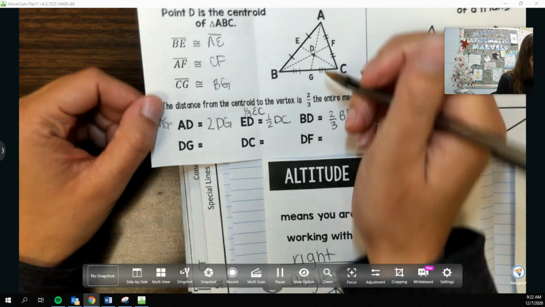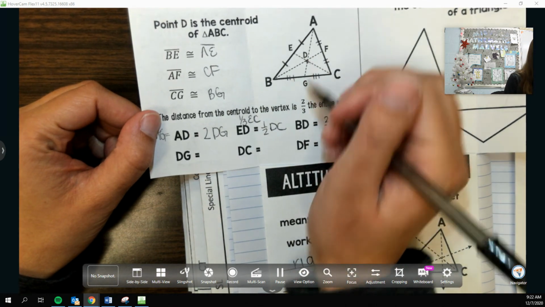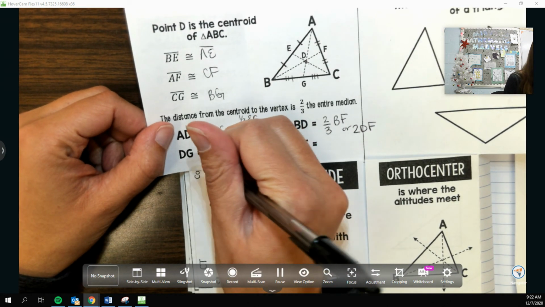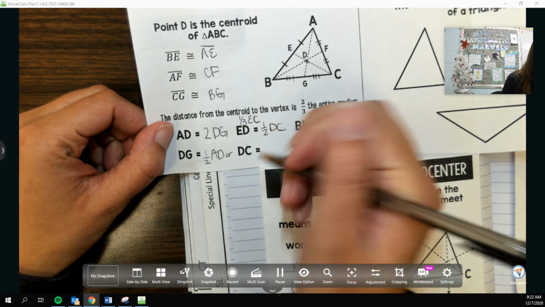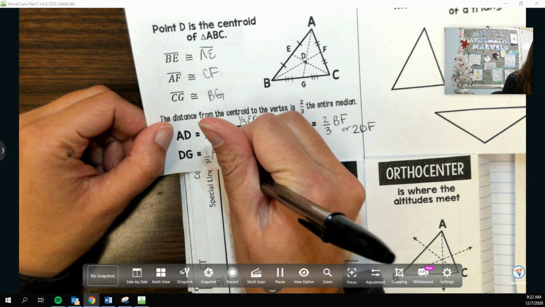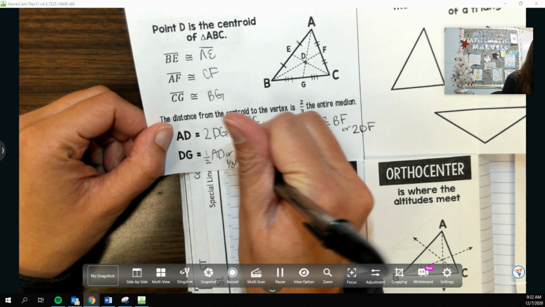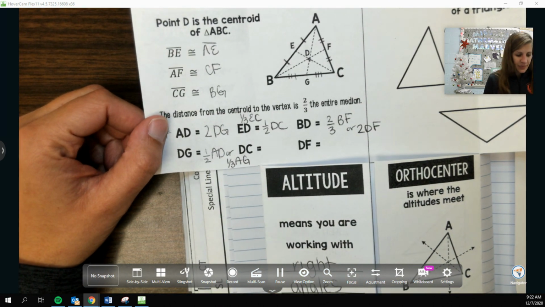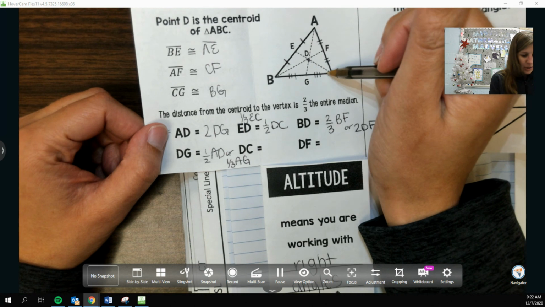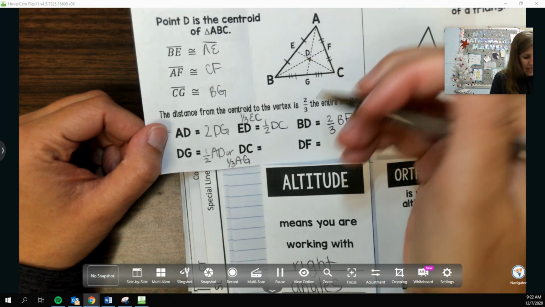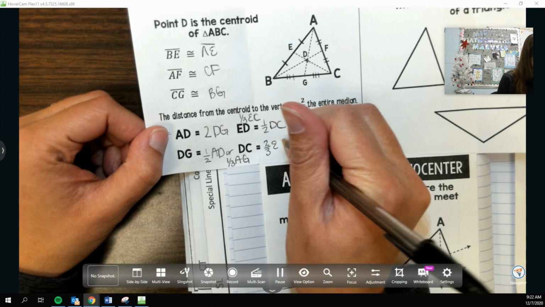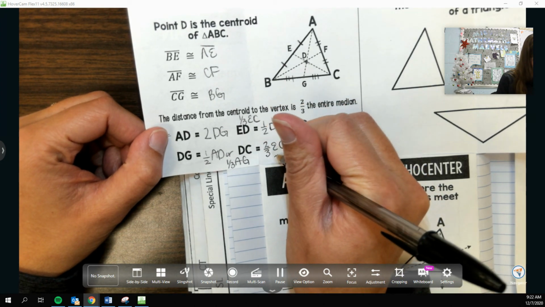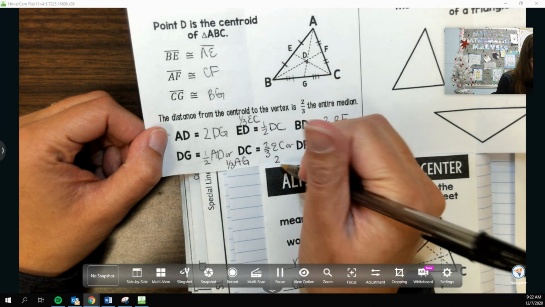DG is the smaller piece of the median, so I can think of that as half of AD, the longer piece, or since it's the smaller, a third of the whole thing, AG. DC is the longer piece, or it's the one to the vertex. So that would be two-thirds of the whole thing, EC. Or I can think of it as double the smaller piece.